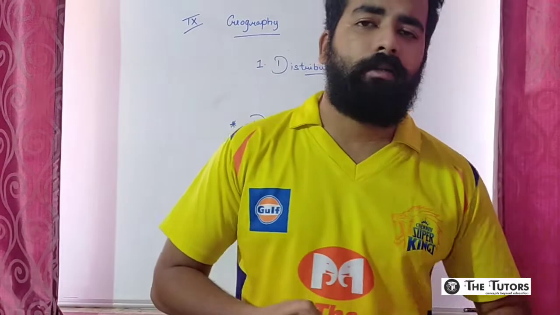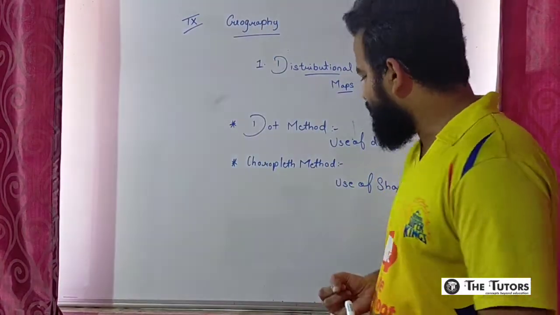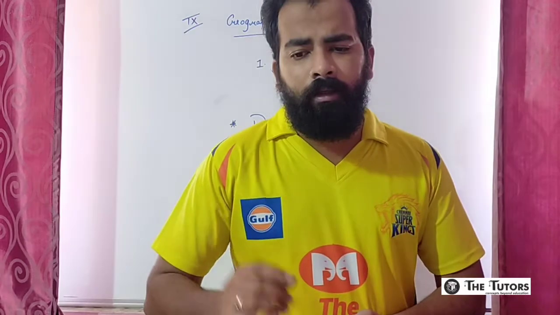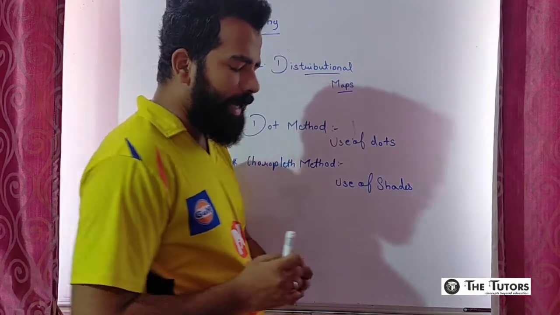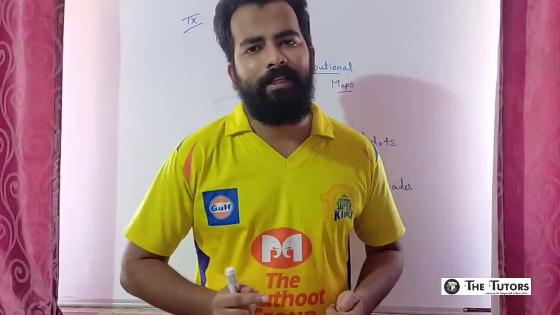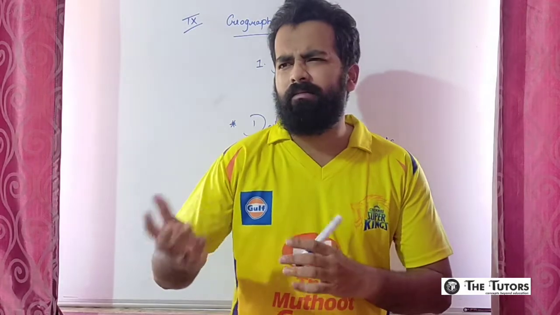Geography's first chapter comprises three parts: dot method, choropleth method, and isopleth method. This chapter is quite small, but I'll be taking this chapter in two parts. Today we are just going to cover dot method and choropleth method. The isopleth method we will cover in the next lecture, which will be posted in the next 48 hours.